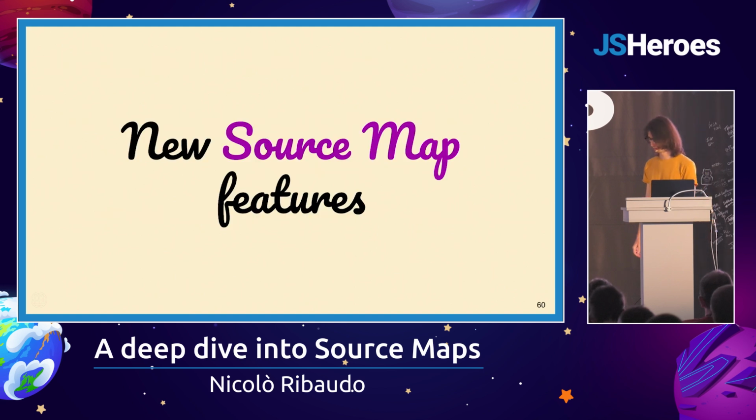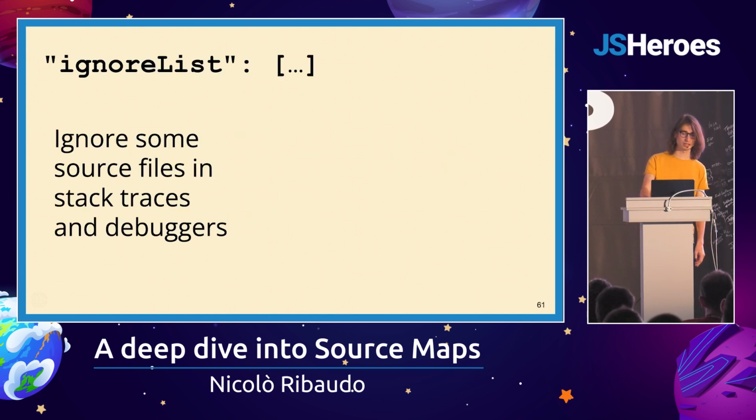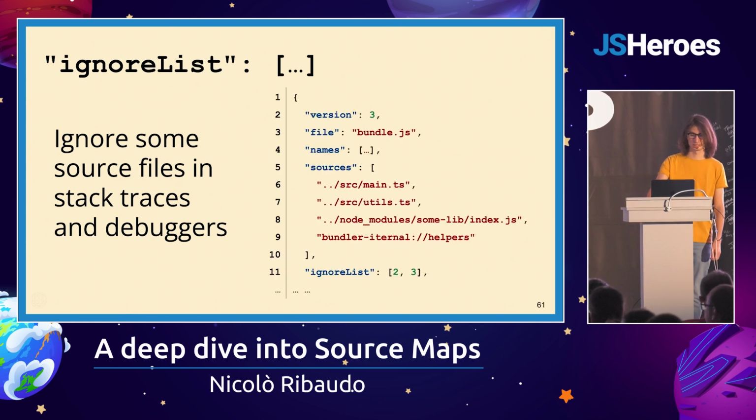And once we're done with that, once everybody agrees on what source maps are, we can actually start evolving them. We can start adding features to make the debugging experience easier. Something that very recently landed, ignore list, is another source map property that lets you ignore some files in stack traces and debuggers.